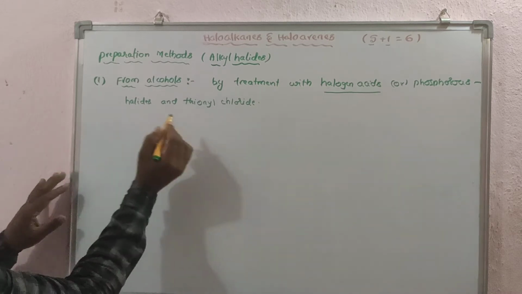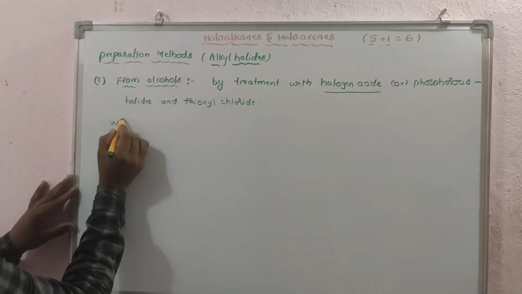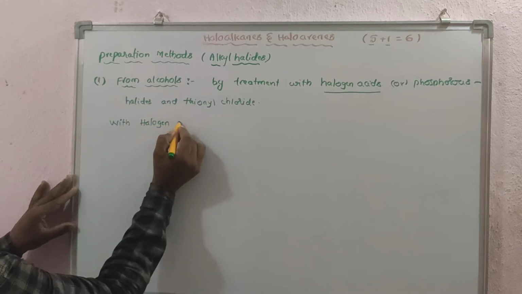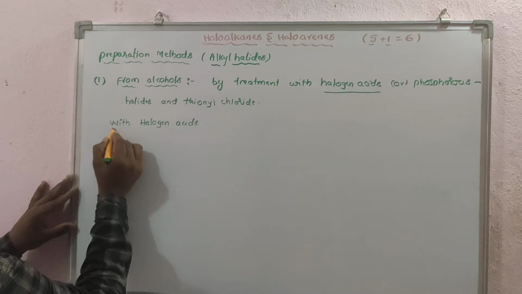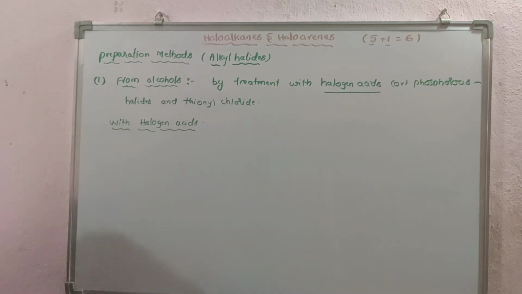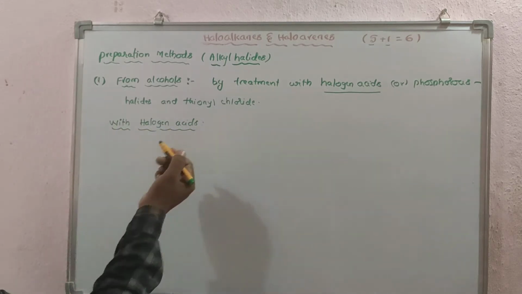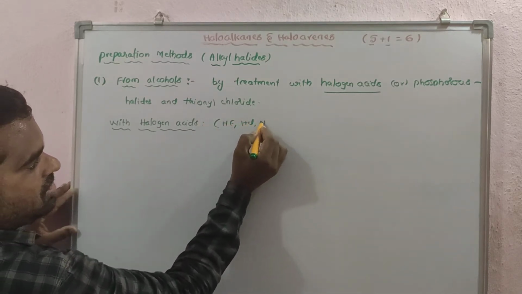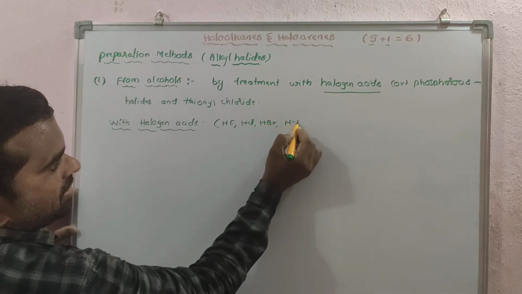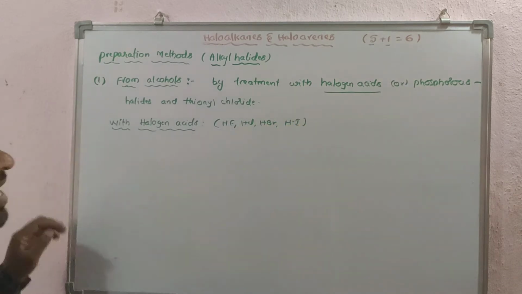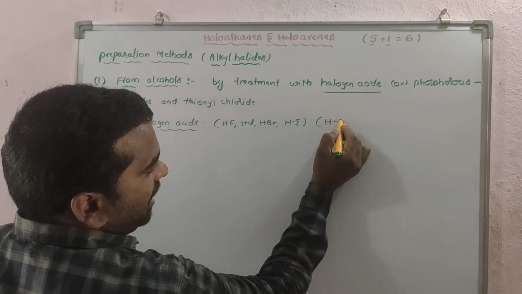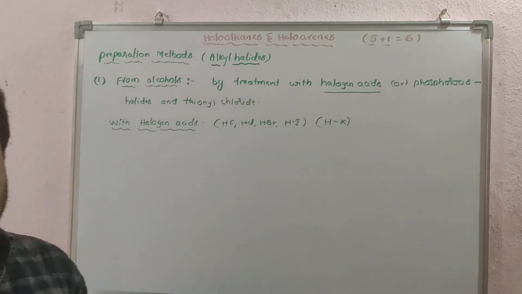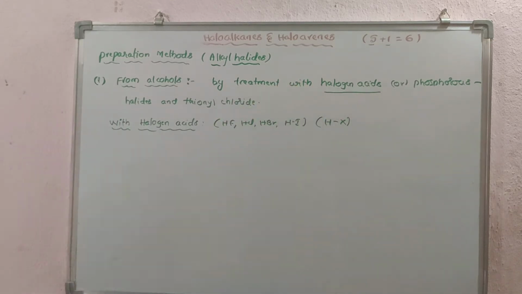Treatment with halogen acid. First one with halogen acids. Clear? So halogen acids means you already know. What are the halogen acids? HF, HCl, HBr, HI. These are the halogen acids. Commonly we will denote this one with HX, hydrogen halides, and those we will call as halogen acids.